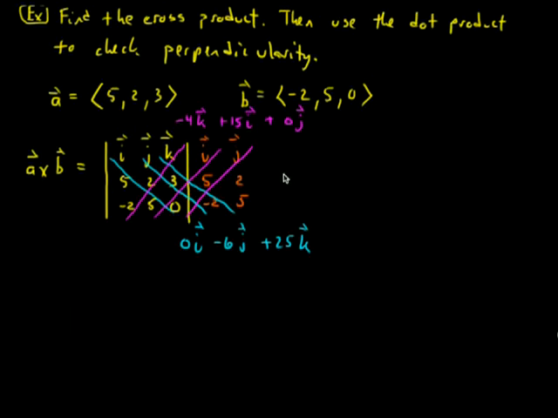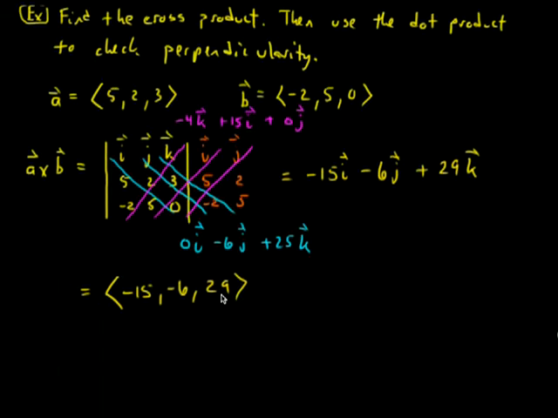I'm not going to necessarily write that all out. So let's see. I've got 0i minus 15i is negative 15i, right? Negative 6j minus 0j will still be negative 6j. And 25k minus a negative 4k will be plus 29k. All right, so another way I could write that is as an ordered triple, negative 15, negative 6, 29.